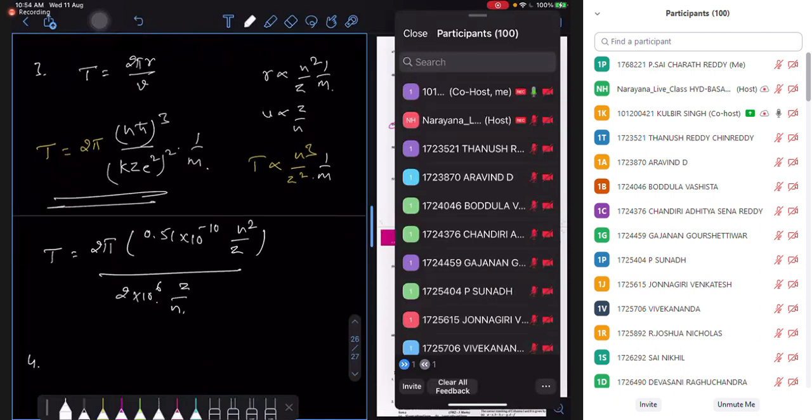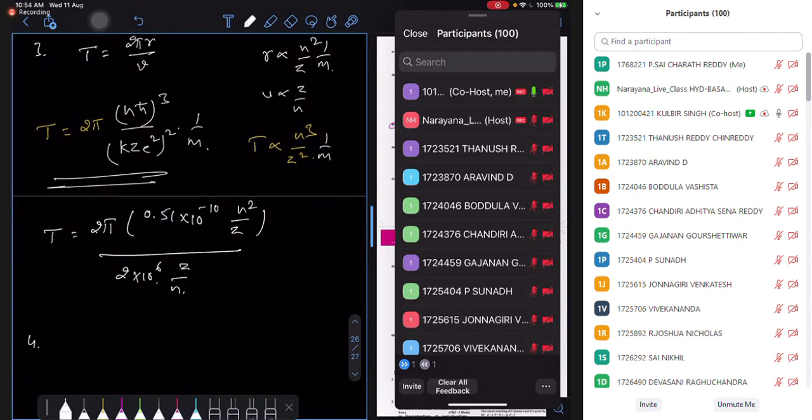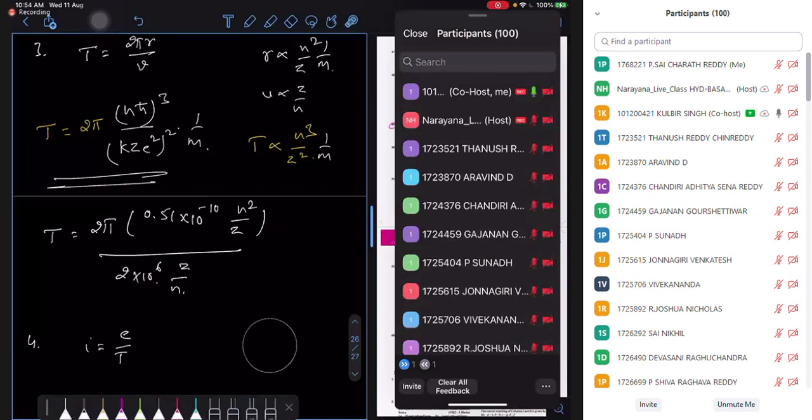Next, I ask you about the current. Current is charge flow by time taken, and here my charge is e. Electron is revolving around the nucleus. So charge flow by time taken, that is my current. We can substitute here the value of time period, that will give me the current.